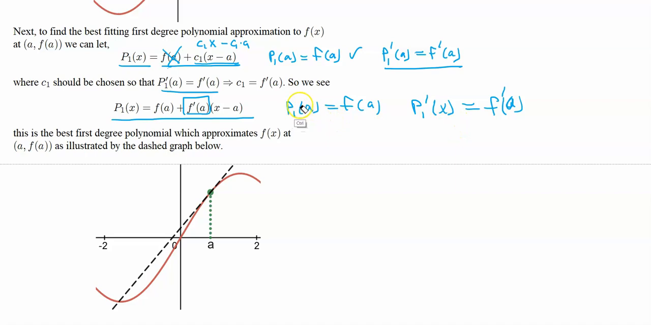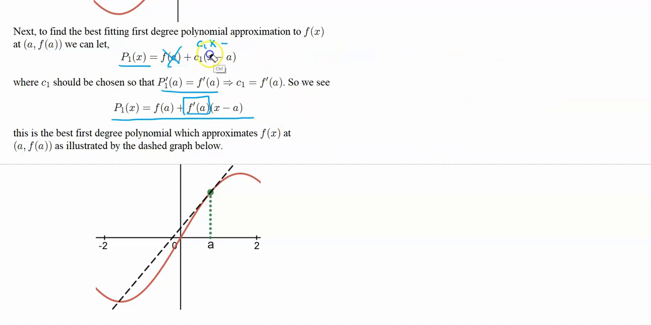All right, and if you were to graph this function, here's a typical graph of what it looks like down here. Right here is the graph of what this function would look like. Notice that p1 of a equals f of a. f of a is right there.